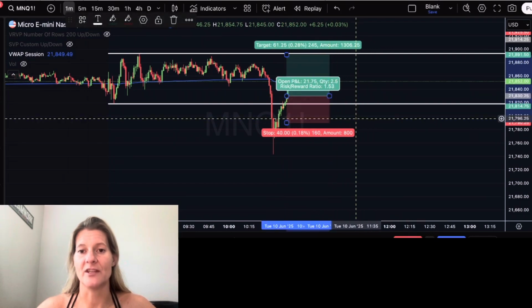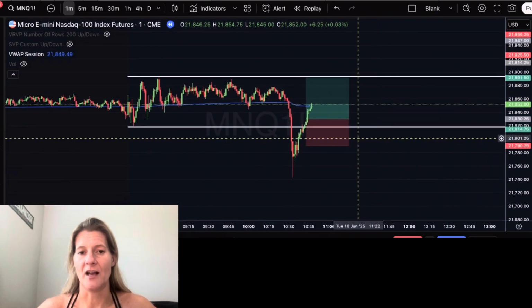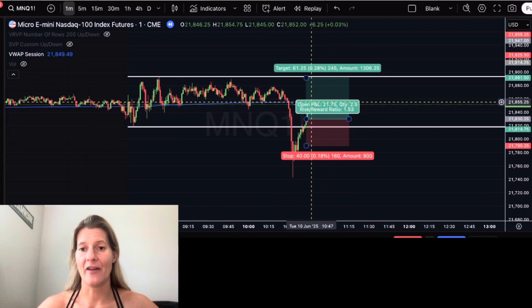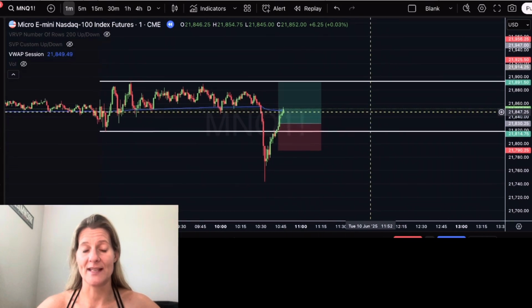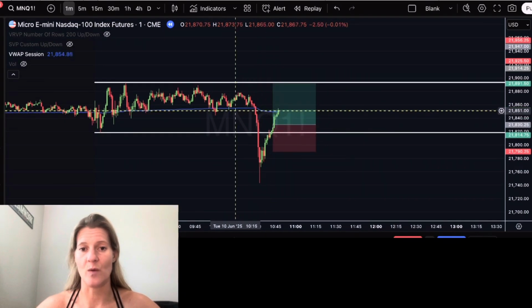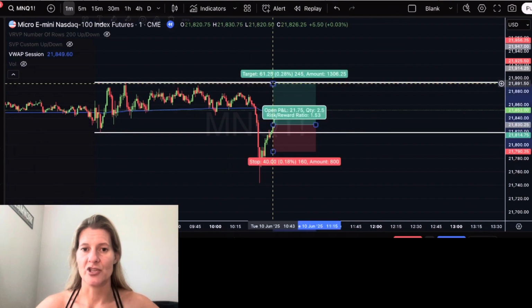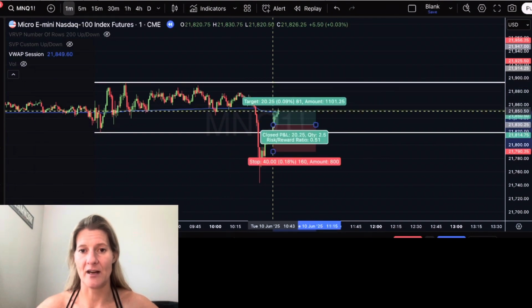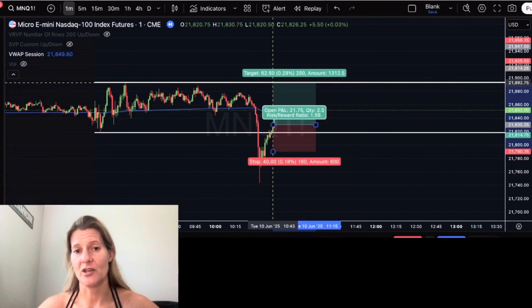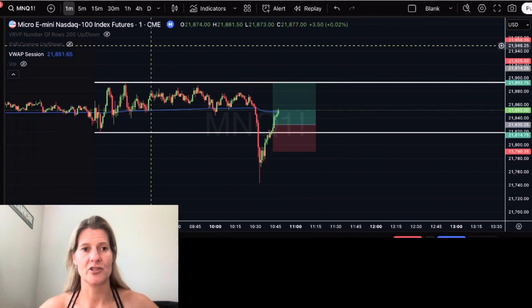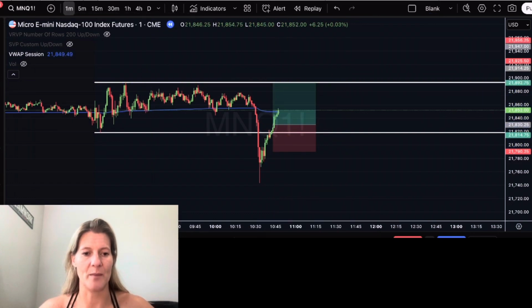For the targets, a lot of times people will target half the midpoint of the range, which in this case is right in line with VWAP, another tool that I use. So you can take part of your profits there and then hold a few contracts for the end of the range. Let's see if we get all the way up to the other end of the range.